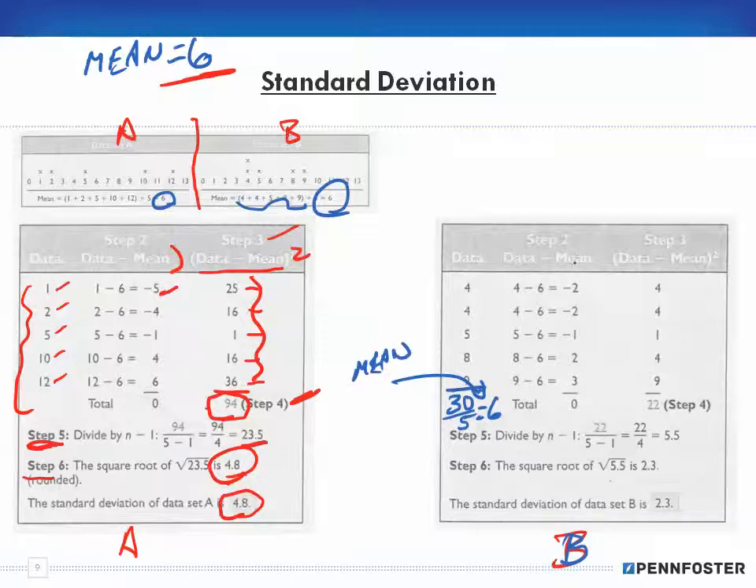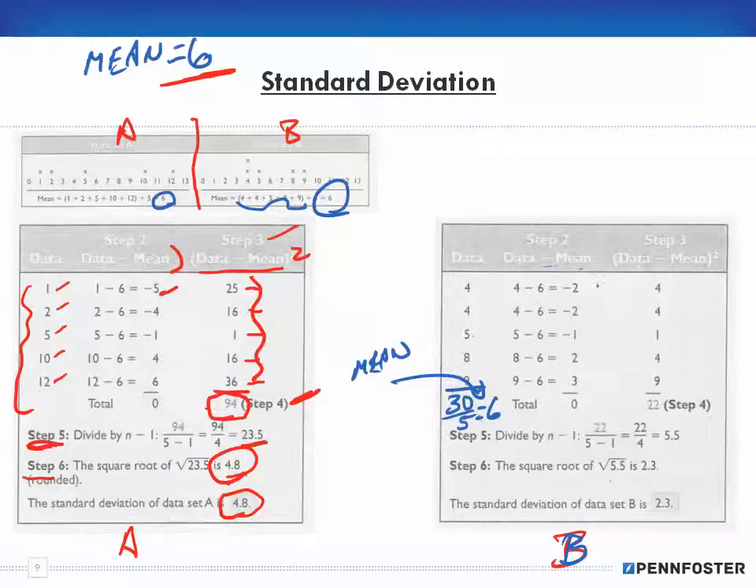Okay, so now step number 2 is I take my data point and I subtract the mean. So I have 4 as a data point, I subtract 6, and I get a minus 2. 4 minus 6 is minus 2. This 5 minus 6 is a minus 1. 8 minus 6 is a 2, and 9 minus the 6 is a 3.